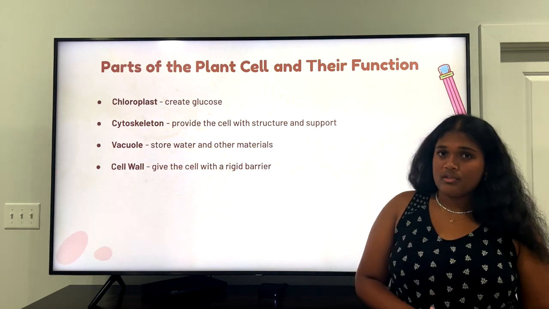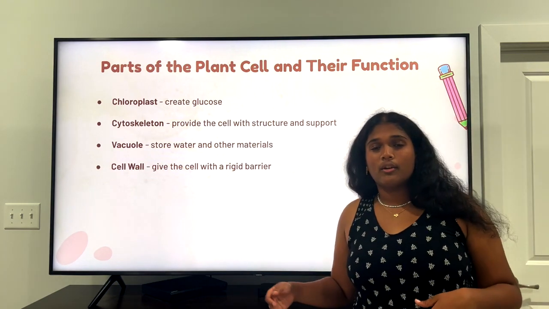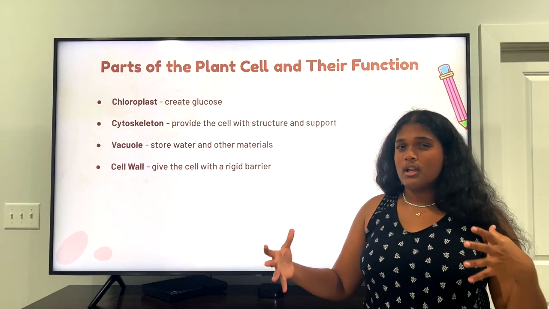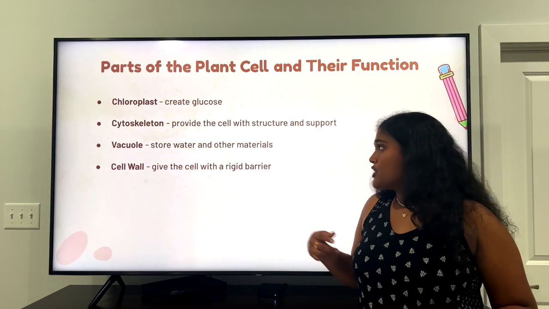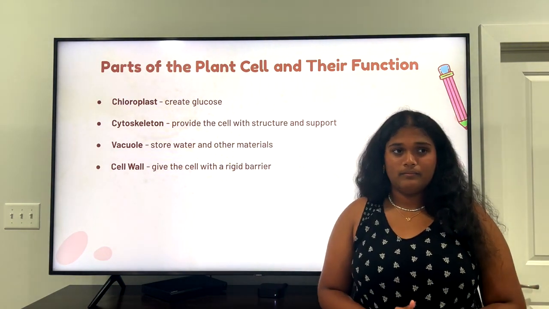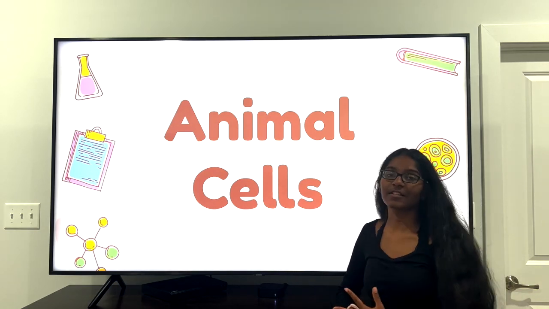A vacuole stores water and other materials as it is a large type of structure. And the cell wall gives the cell a rigid barrier and helps protect it. So now I will be going over animal cells.